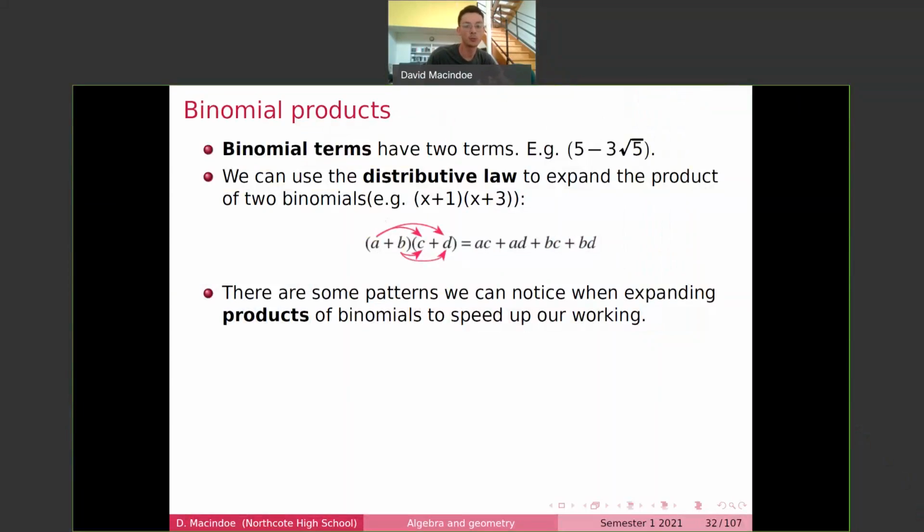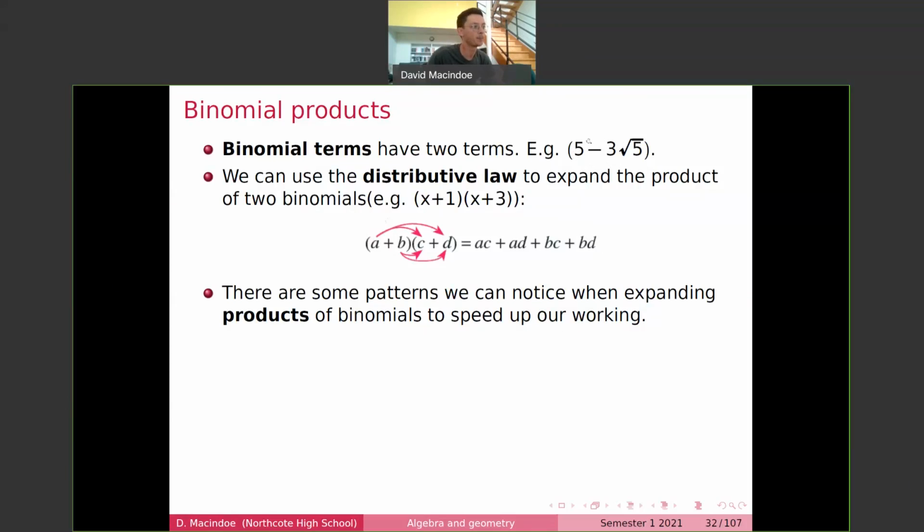Well, a binomial is just a term with two terms in it. In the same way that binoculars, bicycle, all these things with that prefix have to do with things that have somehow two. A binomial is something like 5 take 3 root 5. We've got two terms. 5 is one term, 3 root 5 is the other.